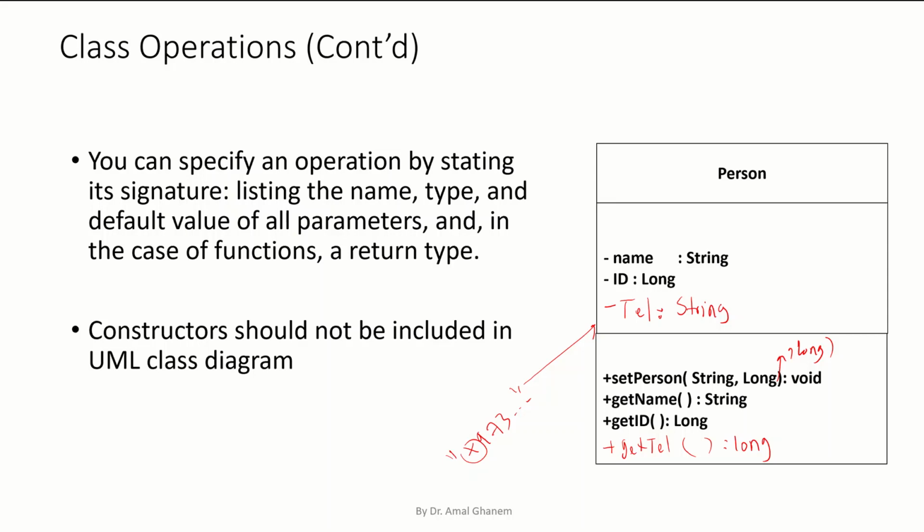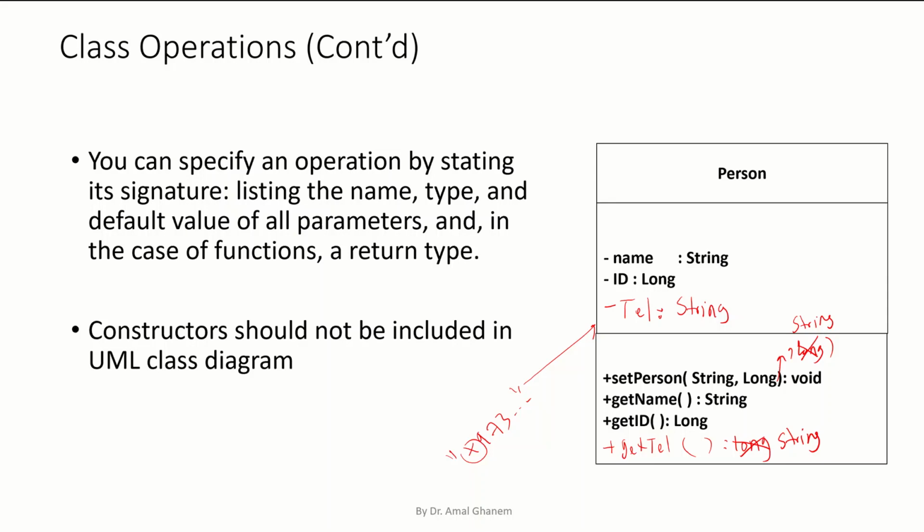Which means now when we go to the methods, we have to do the matching. So remember, with the set, I cannot say long, I have to say string. And with the get, I should not say long, I should say string as well. So whatever attributes we have, also we have to make sure that we do a match with the operations.